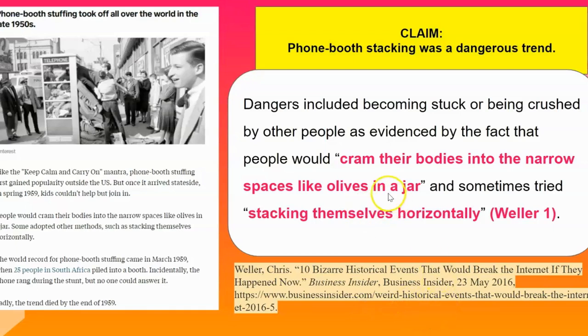So the 2 pieces of evidence that we were looking for are cram their bodies into the narrow spaces like olives in a jar and stacking themselves horizontally. Again, obviously these both could be flip-flopped, so if you said this one first and this one second, that's fine. And then that in-text citation, you'll notice that we had already put the parentheses there for you in your notes. You just needed to add Weller 1.